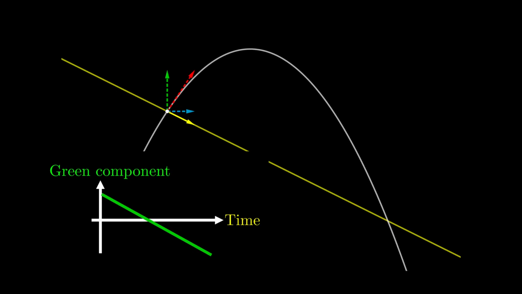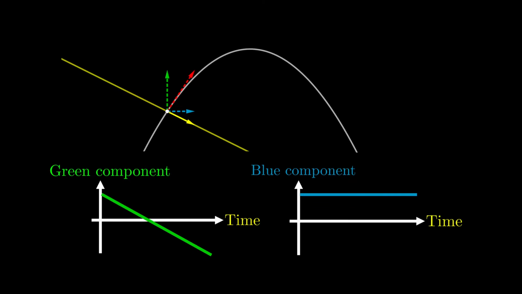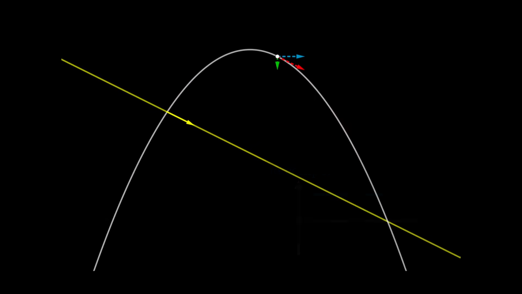Since the green component changes uniformly with time, while the horizontal component doesn't change, the average throughout the journey happens midway. This means this yellow average velocity vector should be the same as this red velocity vector midway through the journey. This implies that the red tangent and the yellow line are parallel. Notice that this point is the third vertex when we draw the largest inscribed triangle.